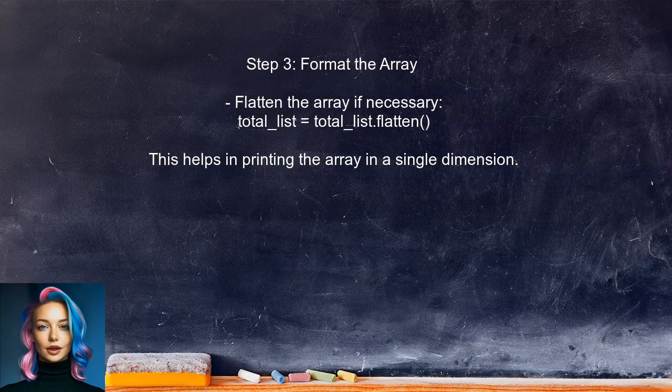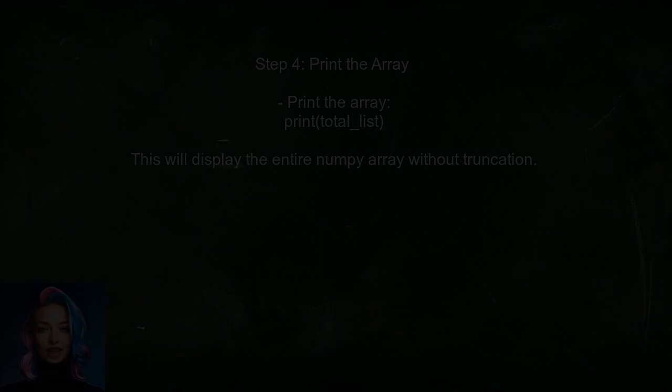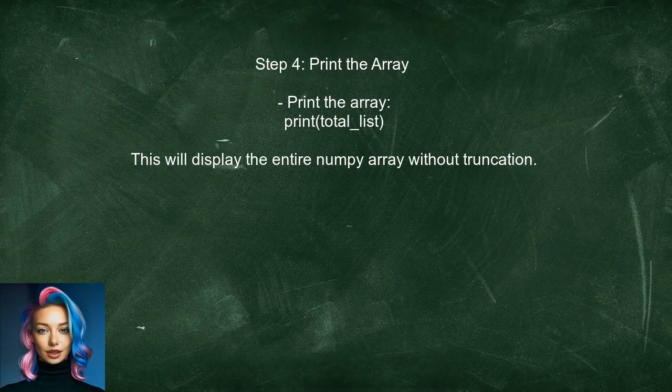After confirming the data type, the user should ensure that the array is properly formatted. If the array is a two-dimensional array, it may be beneficial to flatten it before printing. This can be done using totallist.flatten. Finally, the user can print the array using the print function. By following these steps, the user should be able to see the complete Numpy array without any ellipsis.